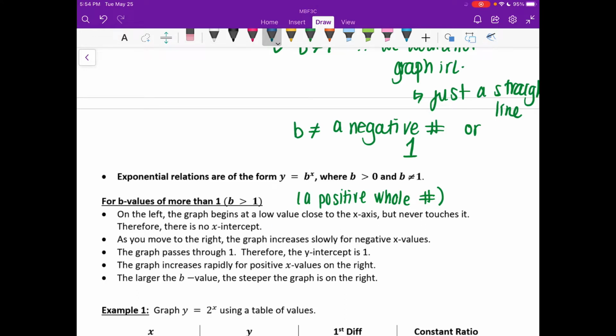That's something that we call an asymptote. Just a cool word to know. You don't really need to know it. It's just called an asymptote.